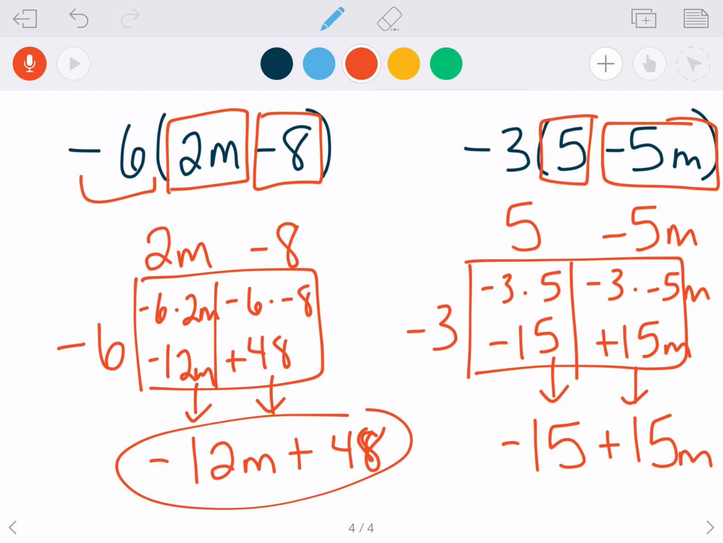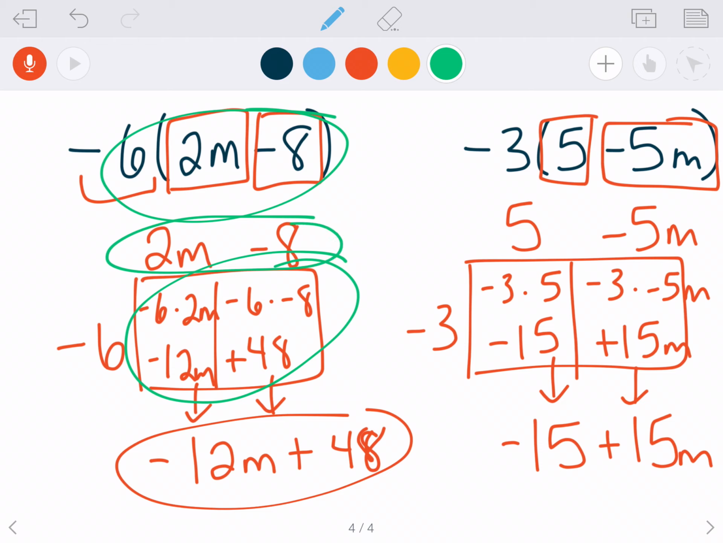So remember, when distributing, always make sure that you account for how many terms you have. Make sure you draw your area model, put your terms where they need to go outside, and then multiply inside, paying careful attention to the sign of each term. Okay?